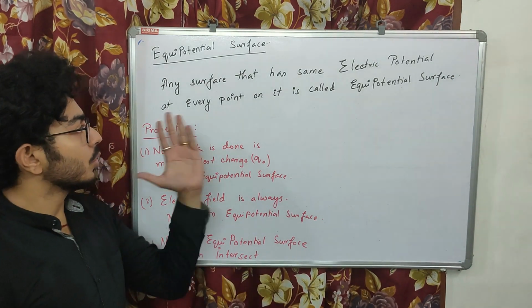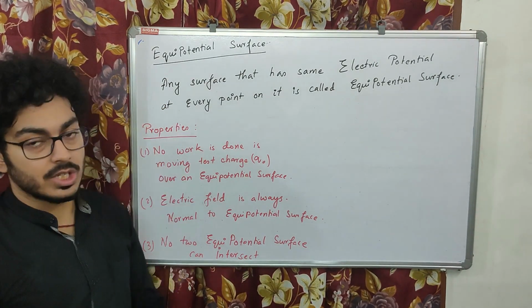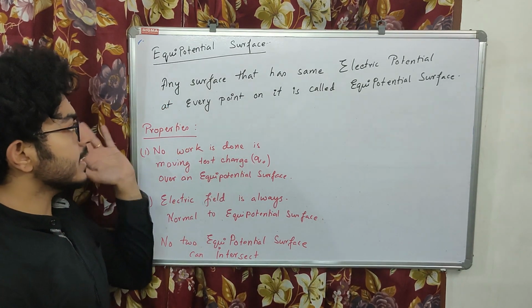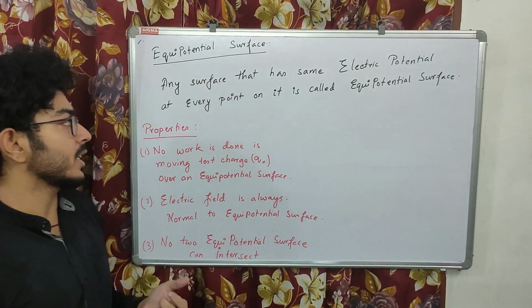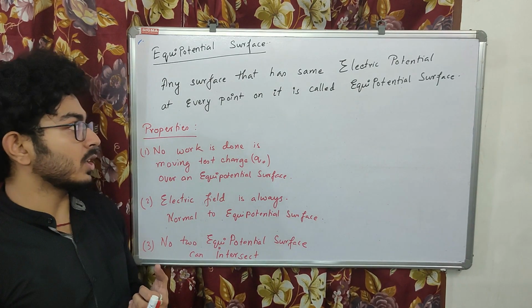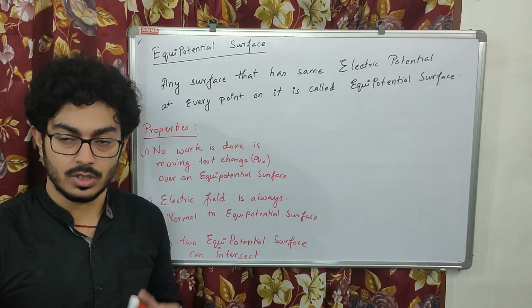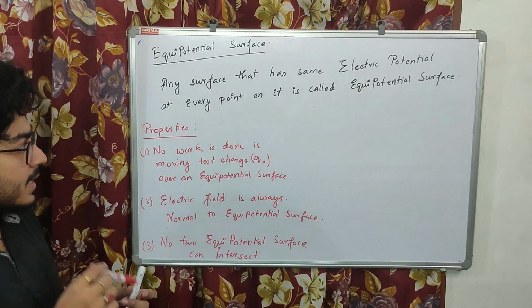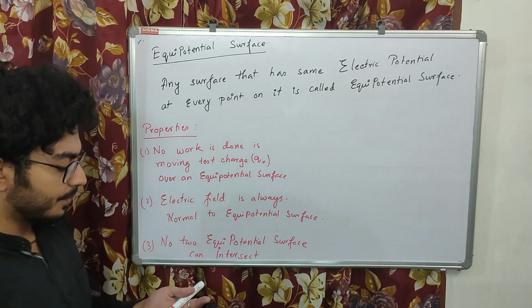Here we have the equipotential surface. What is an equipotential surface? It says any surface that has the same electric potential at every point on it is called an equipotential surface. What does this mean? Any surface that has the same potential.